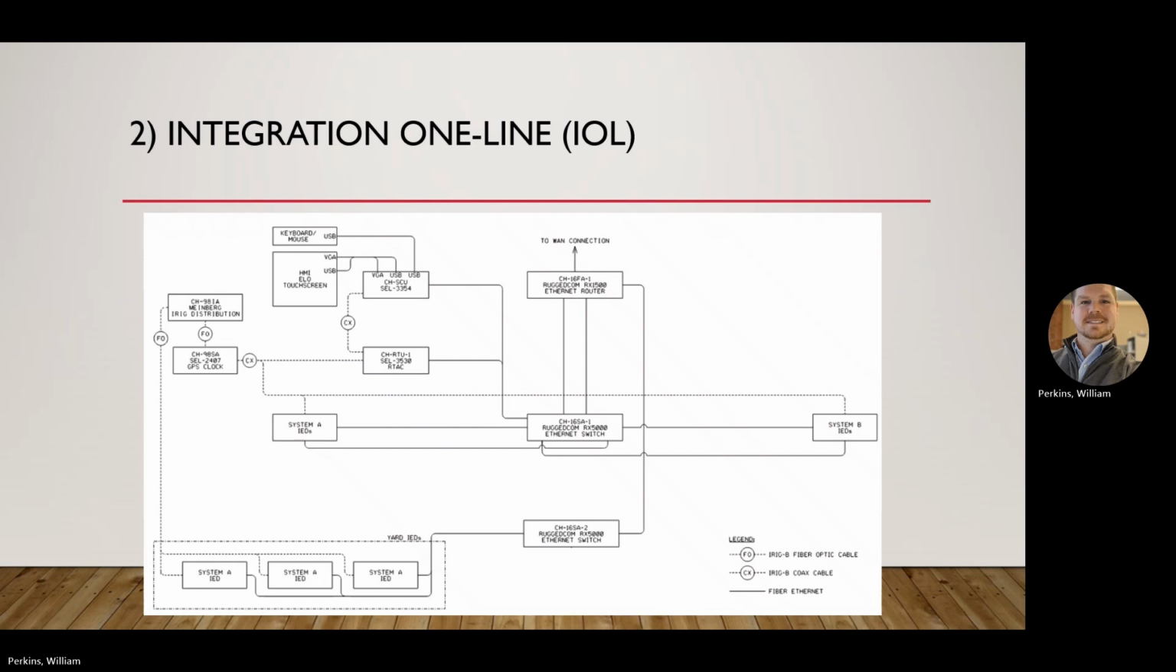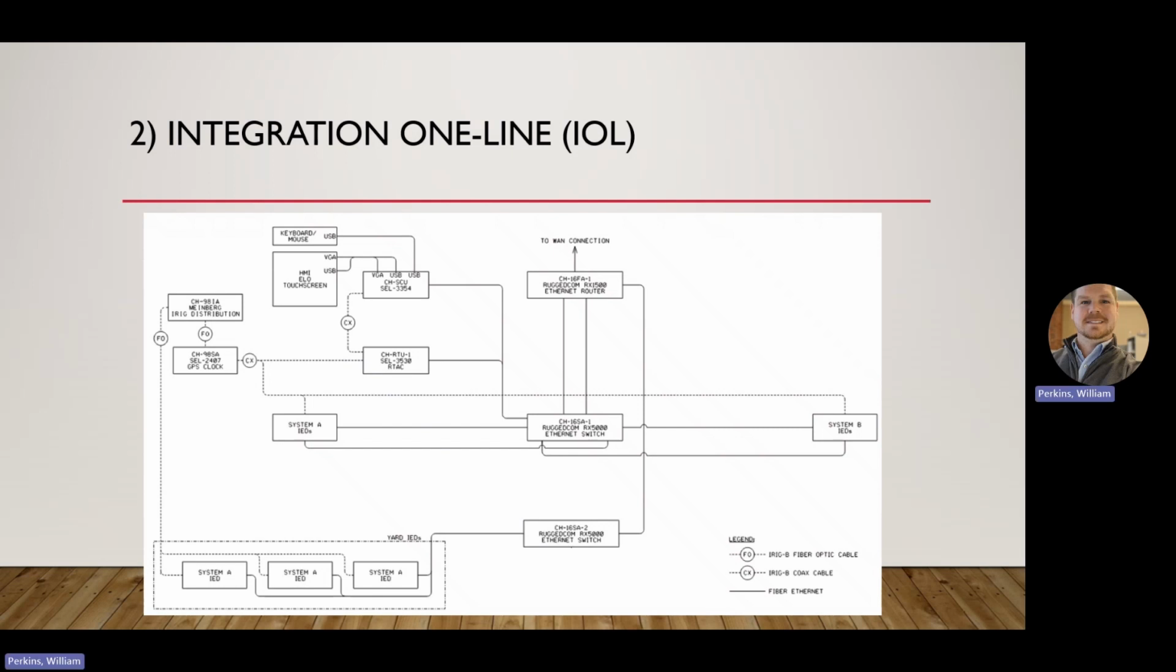So from within this integration one line, you can see some familiar devices that we've talked about so far. You can see the control house RTU. You can see some IEDs. You can also see the HMI touchscreen monitor as well as the HMI computer. We've got some Ethernet switches and an Ethernet router, which we'll go into more detail later. But again, this is the high-level design documentation that the automation and integration engineer will use for communications within the substation.